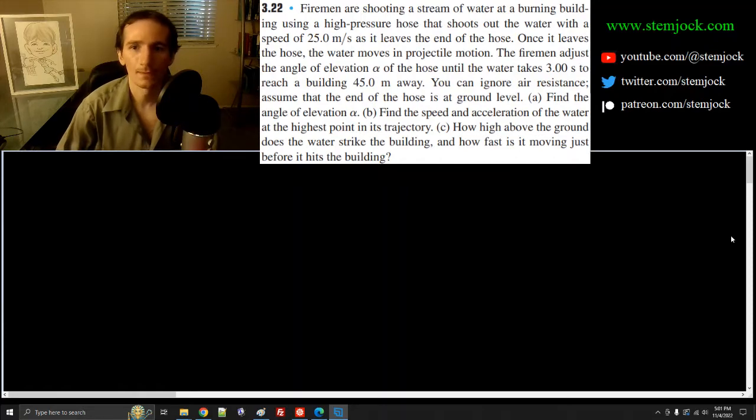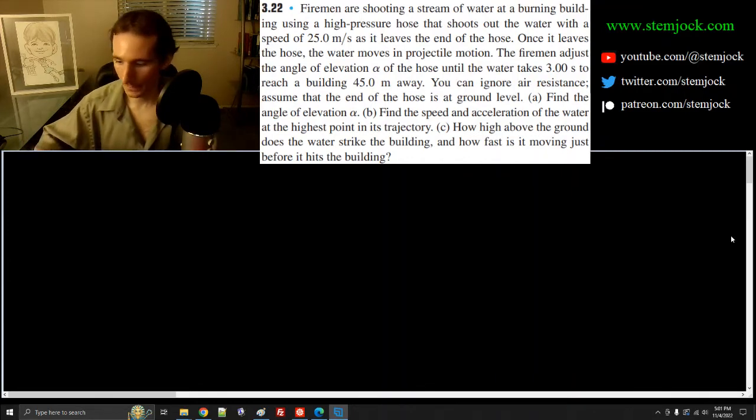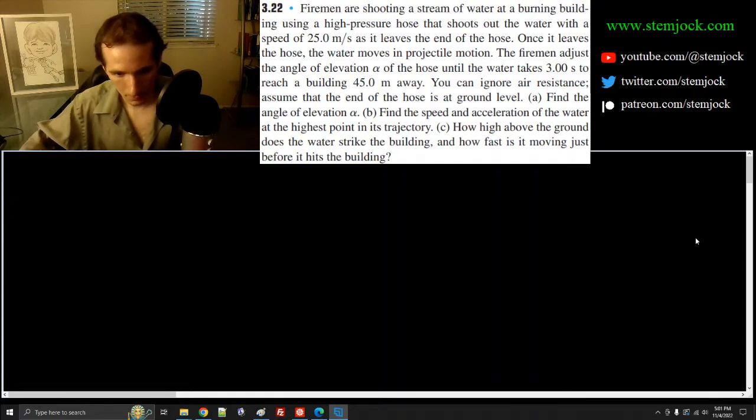Okay. A. Find the angle of elevation alpha. B. Find the speed and acceleration of the water at the highest point in its trajectory. And C. How high above the ground does the water strike the building, and how fast is it moving just before it hits the building? Okay, a lot of stuff here. So let's draw a picture to start with.